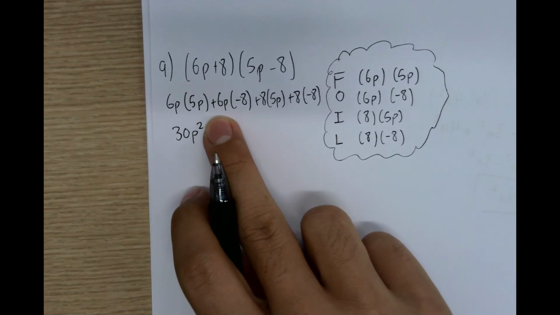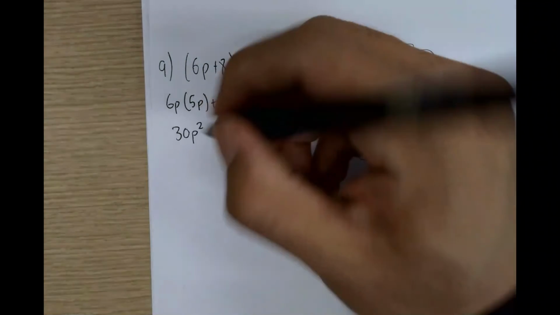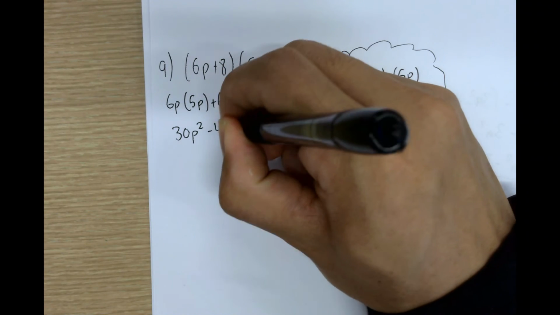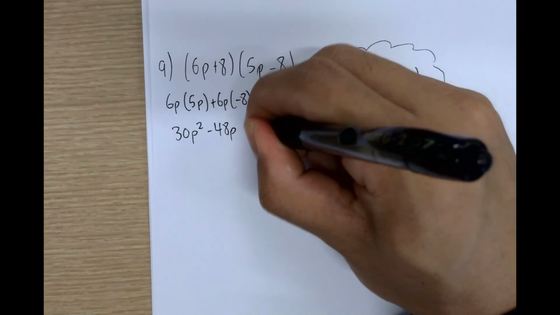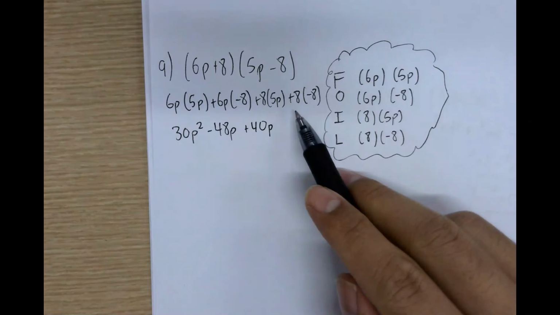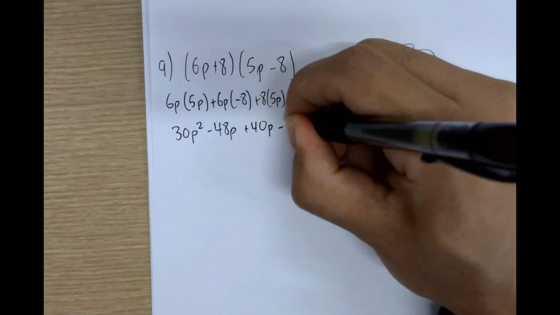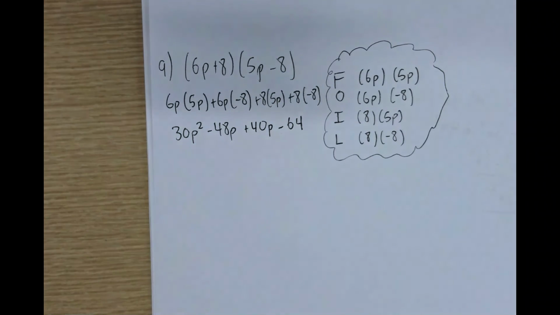6 times negative 8 is negative 48. It would be negative 48p. 8 times 5 is 40, so it would be 40p. And then 8 times negative 8 is equal to negative 64. So it looks like we're almost done.